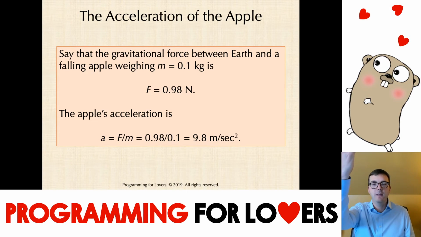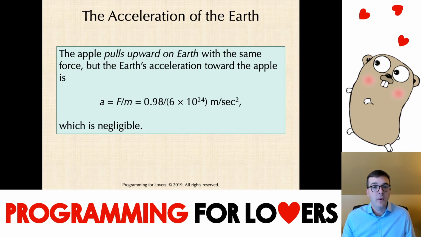So we see this acceleration where the apple goes faster and faster as it falls. The apple pulls upward on Earth with that same force, but that acceleration is now F over m, and because the mass of the Earth is so much greater, when we divide 0.98 newtons by this enormous mass of the Earth, the acceleration of the Earth upward towards the apple is negligible.